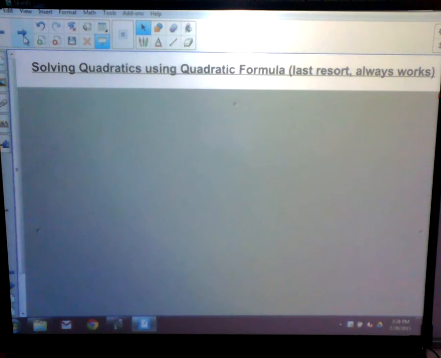Solving quadratics using the quadratic formula. We talked about solving with factoring. We talked about solving with square roots. This is the quadratic formula. This is the last resort, but it always works.